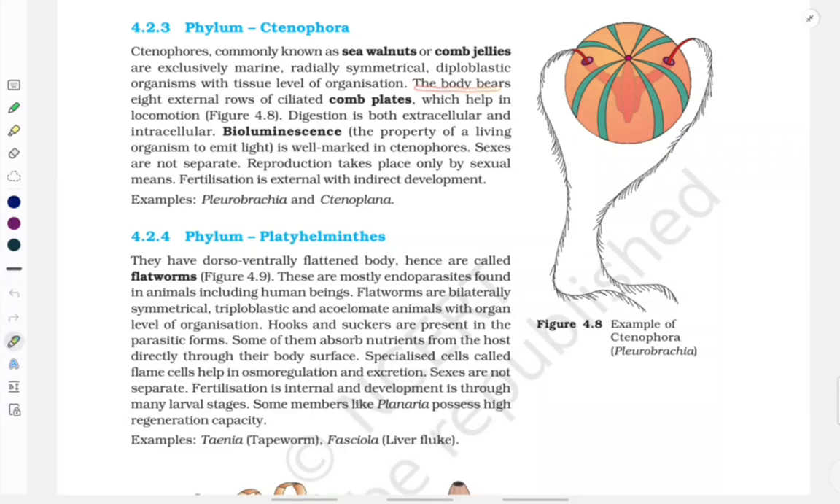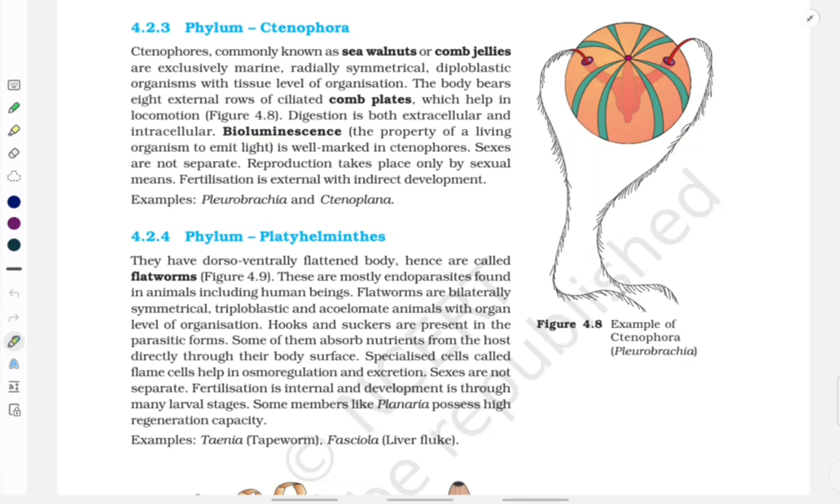The body bears 8 external rows of ciliated comb plates. So there are 8. This question has come. These 8 external rows of ciliated comb plates help in locomotion. So what's the whole purpose of the comb plates? Cilia is usually used for motion or locomotion. Digestion is both extracellular and intracellular.